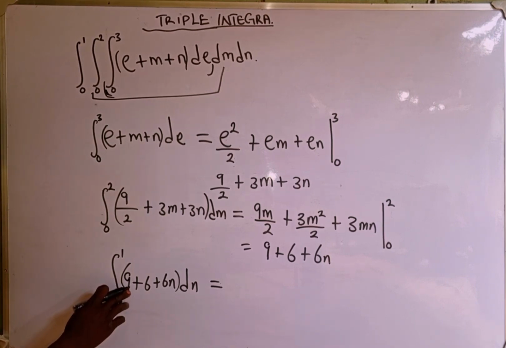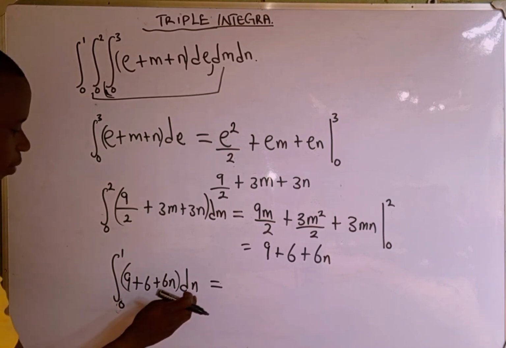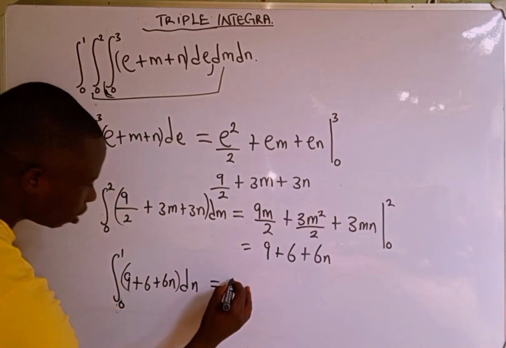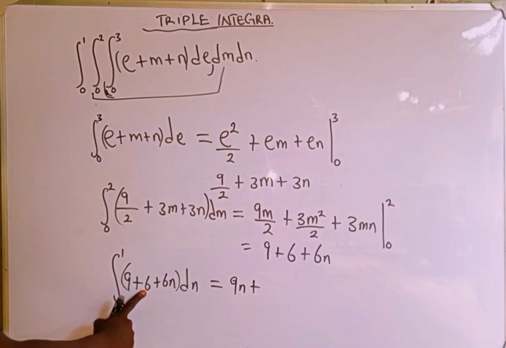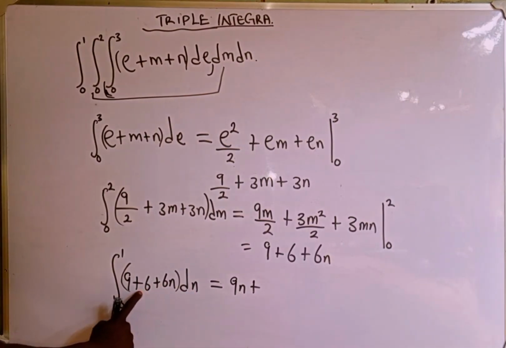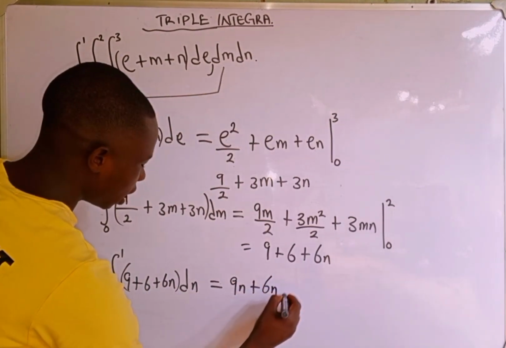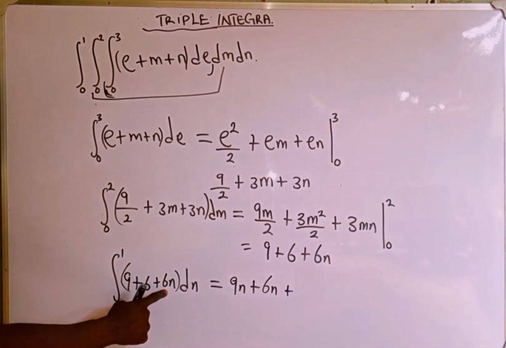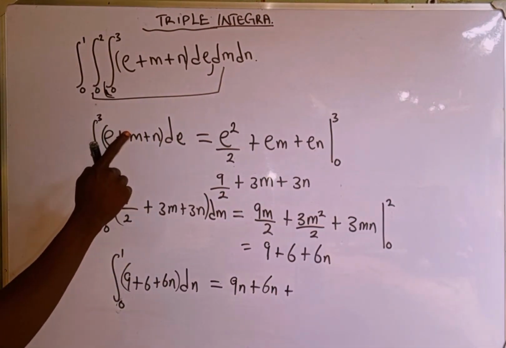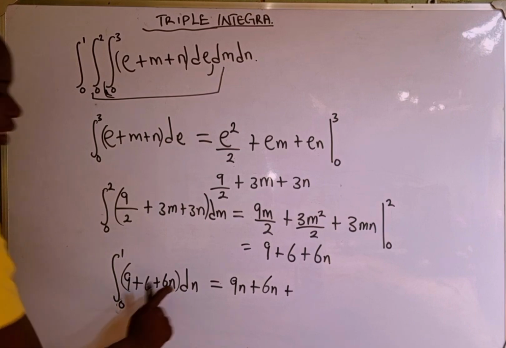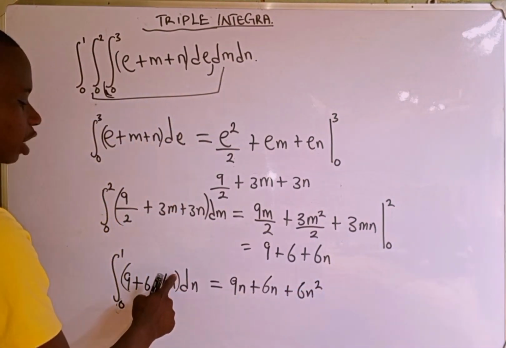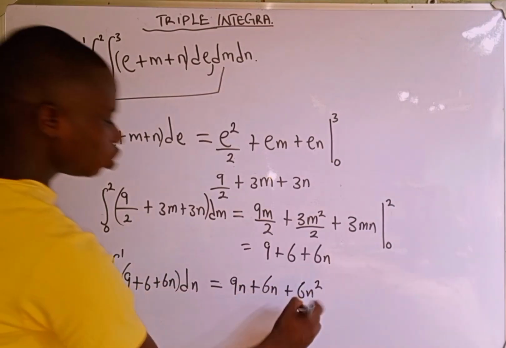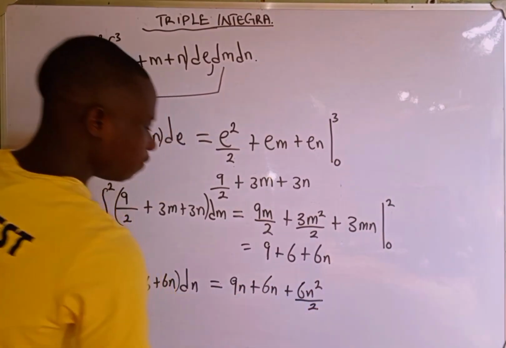So if you integrate 9 with respect to n, it is the same as using n to multiply by 9. We're going to have 9n, then plus, also 6 is a constant. We're going to use n to multiply by 6, which is going to give us what? 6n. Then plus 6n, there's n here. We're going to add 1 to the power of n divided by the new power. 6n raised to the power of 2. Remember, the initial power is 1. 1 plus 1 is going to be 2. Then divided by what? Divided by 2.